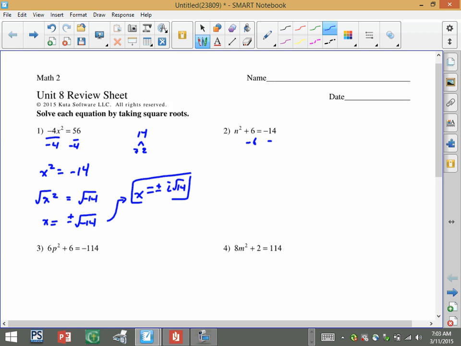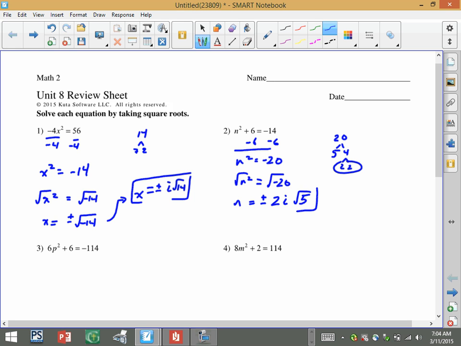Number two, we're going to subtract 6 from both sides, so we end up with n squared equals -20. And now if I take the square root of both sides, we have n equals plus or minus the square root of -20. I'll break 20 down into 5 times 4, and then we have the 2 and 2. So I can pull a 2 out. There's also that negative, so I'll pull out an i, and then 5 is what is left.